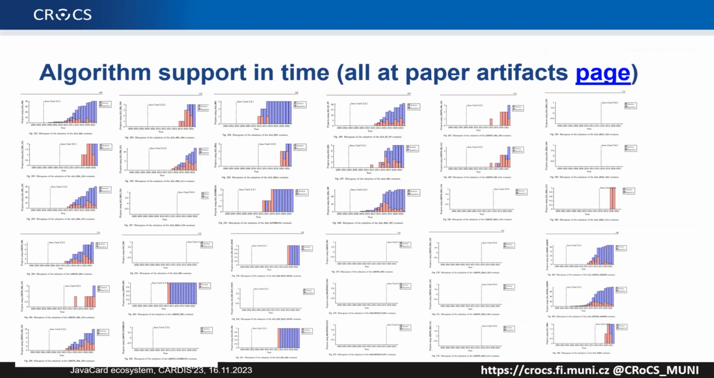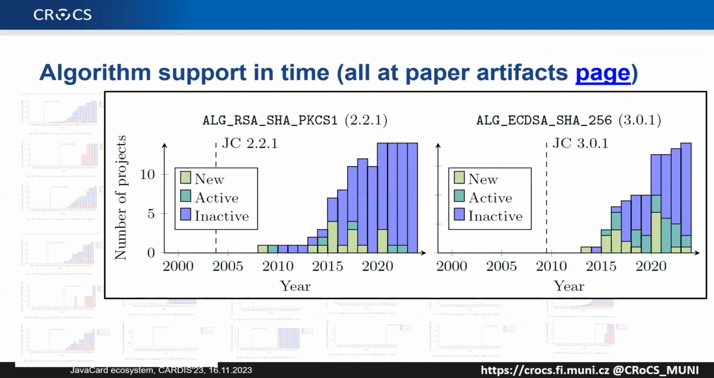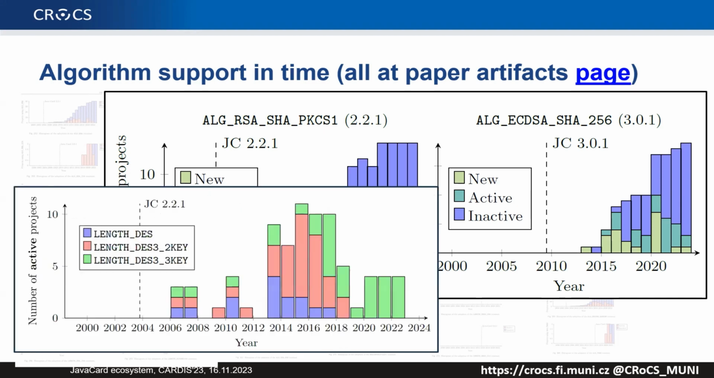We can also analyze all the algorithms, how they were used in time. So we have a large number of graphs like that. You can download them, but I will not bore all of you. I will just highlight some examples. For example, you can take a look at the difference between the adoption of the RSA signing algorithm and the ECDSA-based signing algorithm. You can see that RSA, the light green, is the new addition of code that is newly adding support for RSA, and you can see not much. Whereas for ECDSA, applets are still adding support.